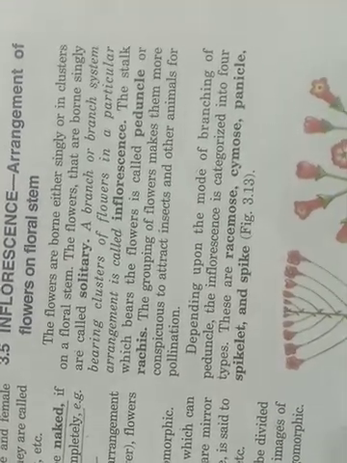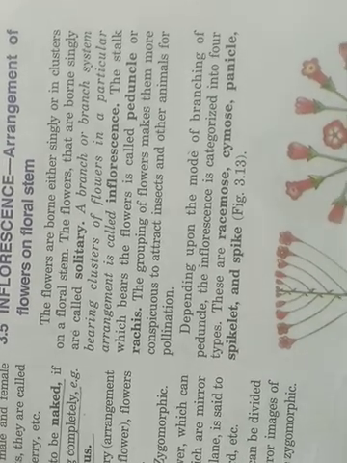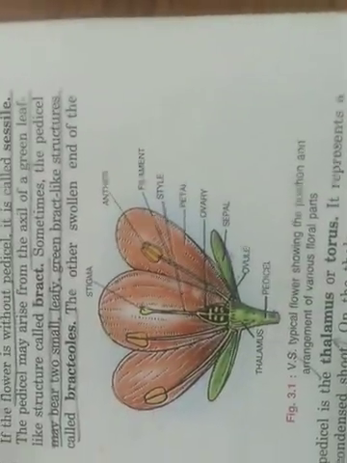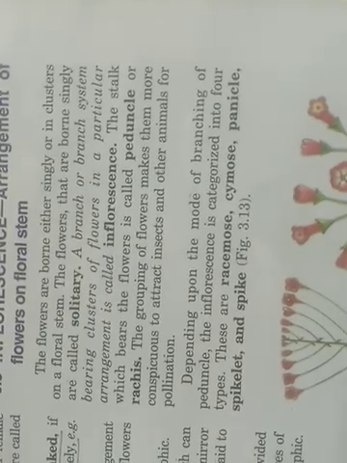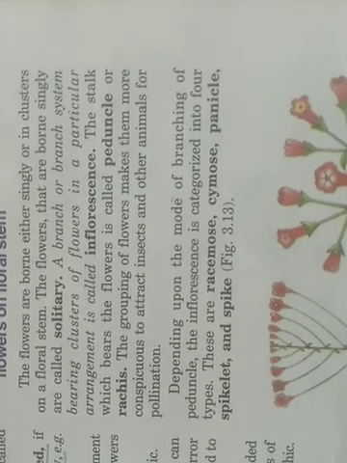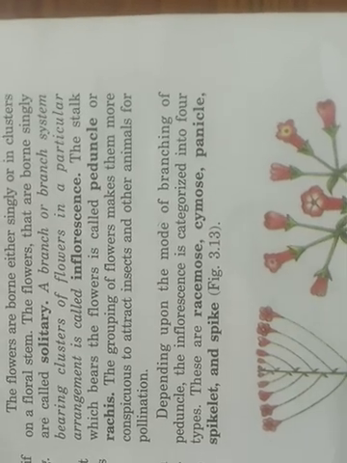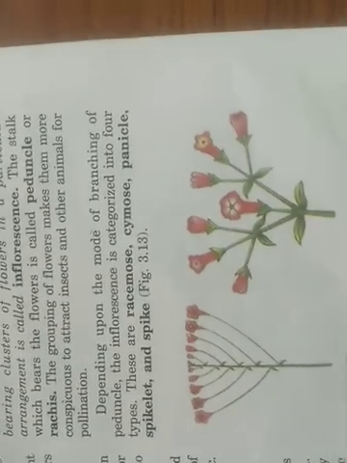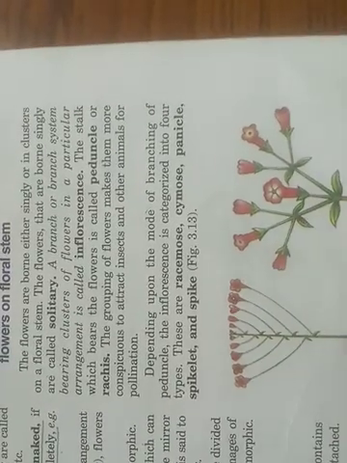inflorescence. The flowers that are borne singly are called solitary. So if only one flower is borne, then it is known as a solitary flower. As you have seen here, only one flower is present. If one flower is present on a stalk, then it is known as solitary. But if a branch or a branch system bearing a cluster of flowers in a particular arrangement, it is called inflorescence. That means if a group of flowers are arranged, they are known as inflorescence.